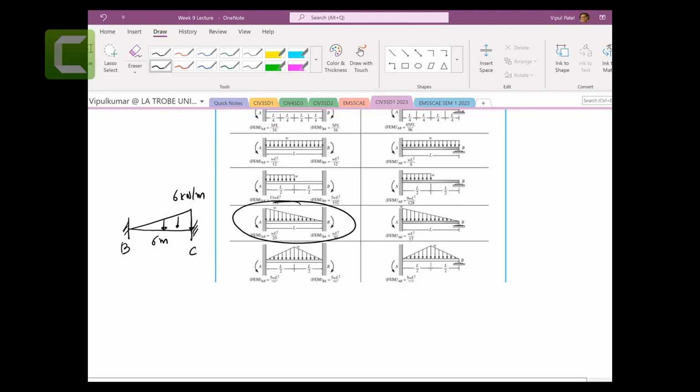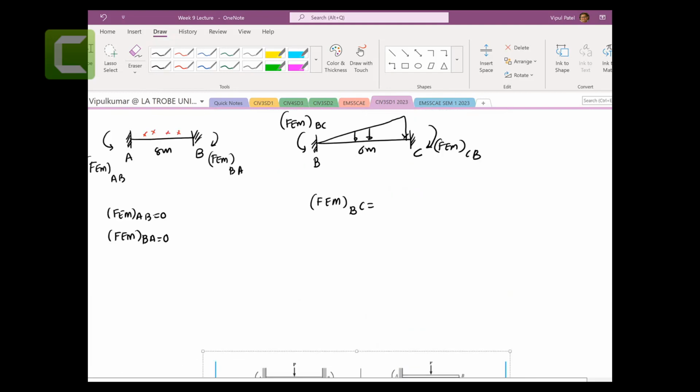So you're happy with me to write the fixed end moments at this end, and this end would be the fixed end moment of BC. And that would be your WL squared on 30, right? So that is WL squared on 30. You can see this point is small, this point is matching here, and this one is WL squared on 20. Now let's go back and check it.